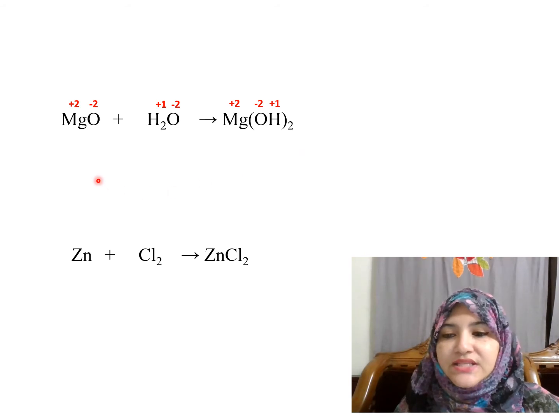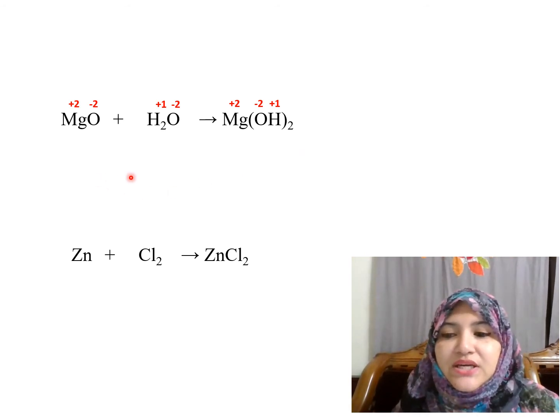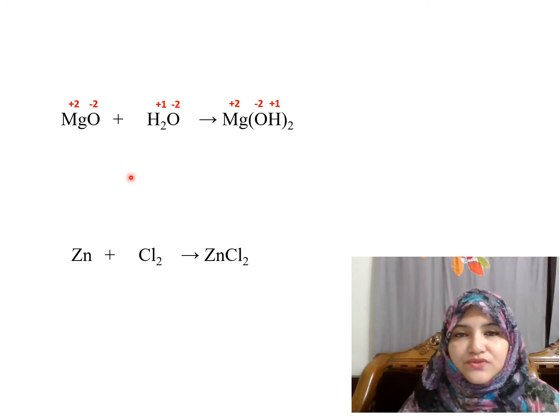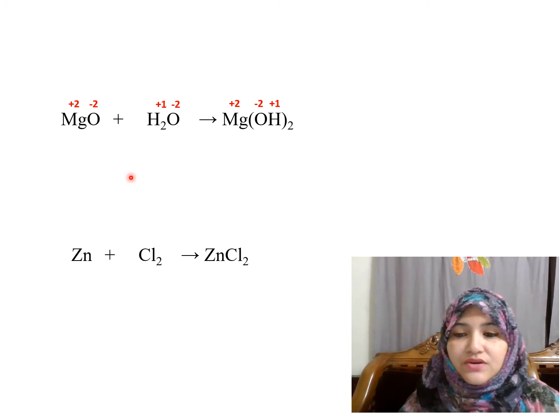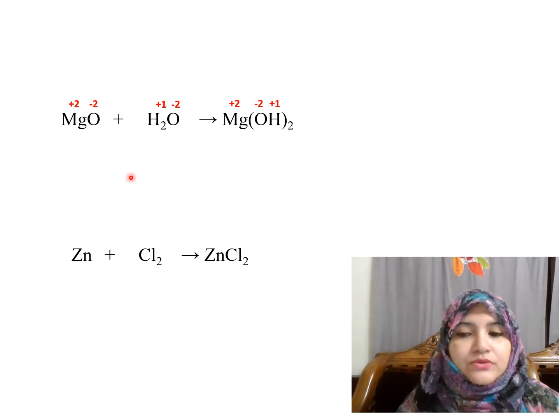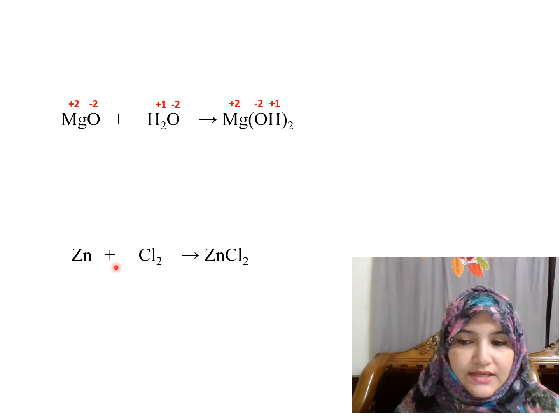So notice that the oxidation state does not change for any element. That means there was no transfer of electrons, and so this is a non-redox reaction. Now let's analyze the second example.